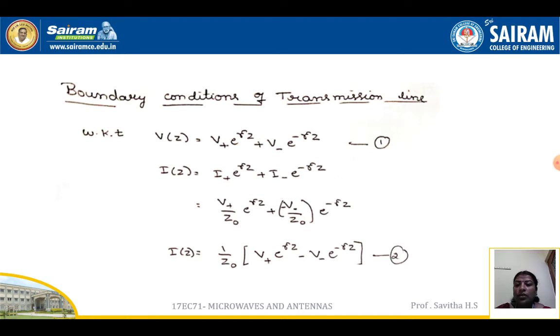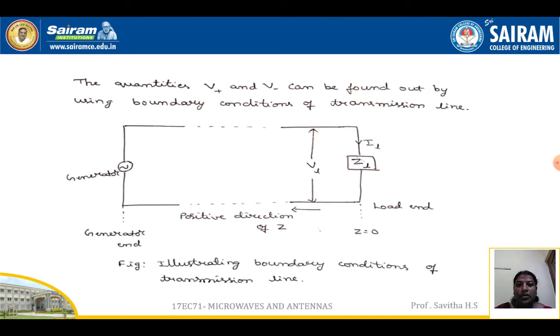We already derived that I+ is equal to V+ by Z0. So in the current equation, we replace I+ by V+ by Z0 into e^(γz), plus minus V- divided by Z0 e^(-γz). In both the terms we take 1 by Z0 as common. Therefore, (V+ e^(γz) - V- e^(-γz)). The quantities V+ and V- can be found by using the boundary condition of a transmission line.